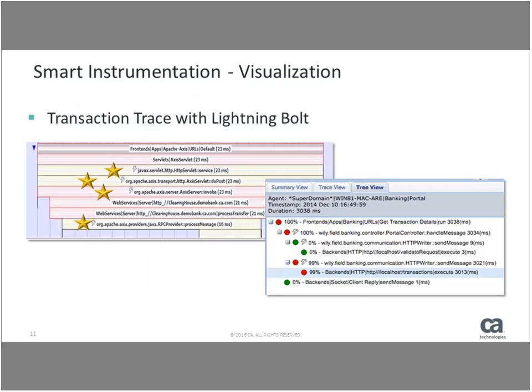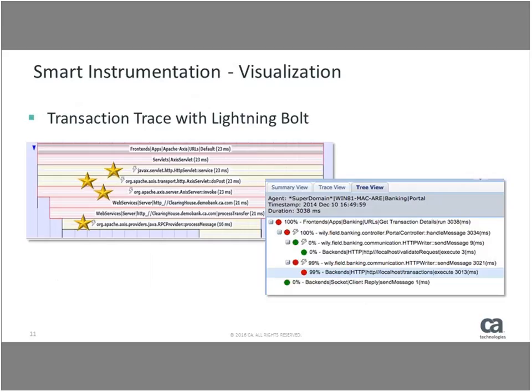So how are these transactions visualized? And what you can see here is our two visualizations for transaction traces. The one on the upper left is what we call the upside-down wedding cake view, where you can see the components, the call stack, top-down, left to right.